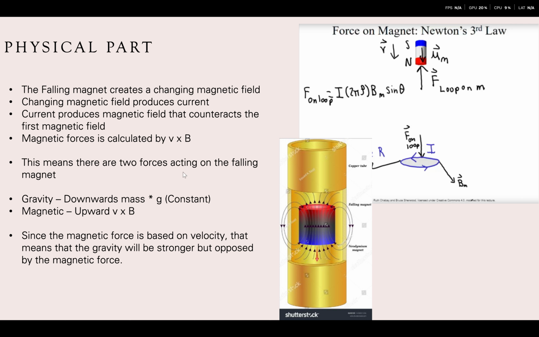That means there are two forces acting on this falling magnet. There is gravity, which is from the Earth pulling it down. Then we have a magnetic force, which is going to be upwards, from this new tube magnetic field, v cross B. Since the magnetic force is based on velocity, the magnet has to be moving a little bit for it to work correctly. So it'll just move slowly, because gravity is a little bit stronger than the force of the magnetic tube.